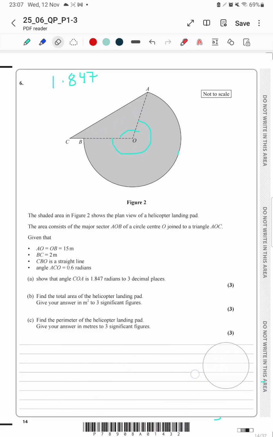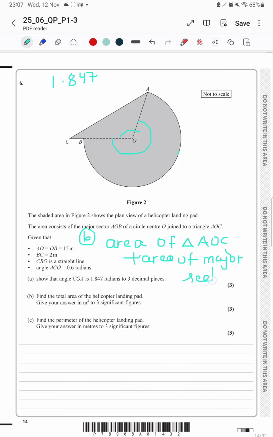Now we talk about the second part of the question, and that is the total area of the helicopter landing pad. So that means we need to find the area of the triangle AOC plus the area of the major sector. Now this is very important here: when you have to find the area of the major sector, you need to find this angle. And how can we find this angle? 2 pi take away 1.847. This is the important thing here.